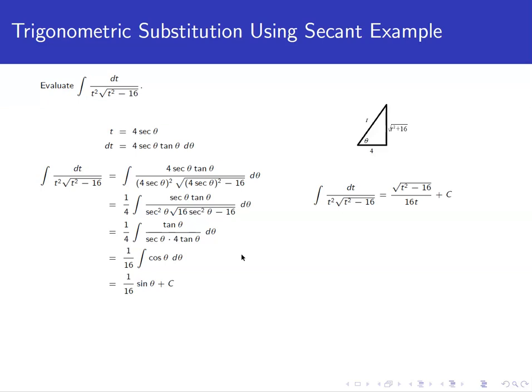We now want to go back to the original and get everything back in terms of t. Going back to our substitution, we had t was equal to 4 secant theta, or solving for secant theta, we get secant theta equals t over 4. Creating our right triangle with theta as one angle. If secant theta is t over 4, we can label the hypotenuse as t, and the adjacent side is 4, which means that our opposite side should be t squared minus 16.